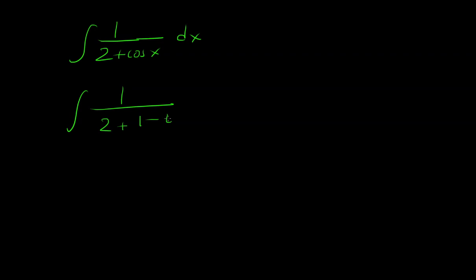In this video, we want to find the integral of 1 over 2 plus cosine x dx. And we're going to use Weierstrass substitution, and we're going to rewrite cosine in terms of tangent. So cosine of x, according to Weierstrass substitution, is 1 minus tangent squared x over 2 all over 1 plus tangent squared x over 2.